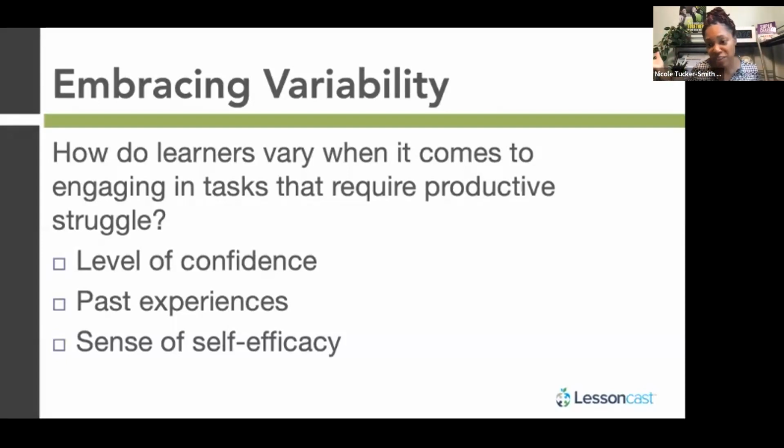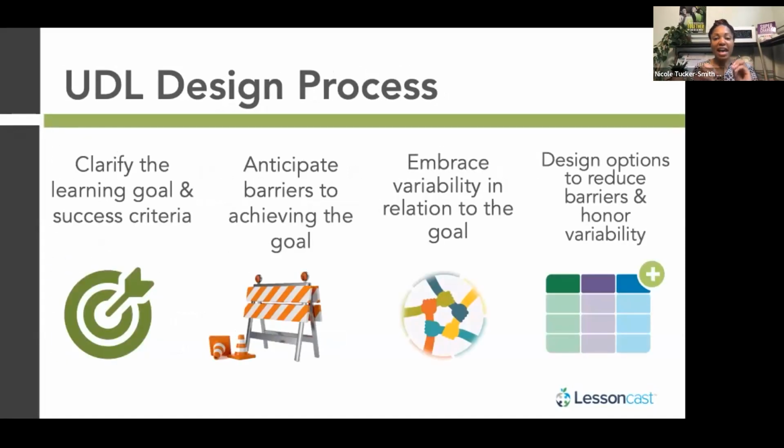There's lots of ways in which they may vary, but here are a few with respect to productive struggle. Because it's after we have taken a look at clear goals, anticipating barriers to the goals, how learners may vary.